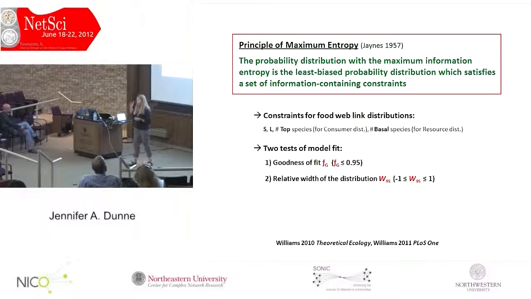The constraints that Rich has built into this are just the number of species and links in the system, and you can come up with tests for model fit. But again, the idea here is: what is a null expectation? Because until we know what a null expectation might look like, we can't really start to look usefully for biological explanations.